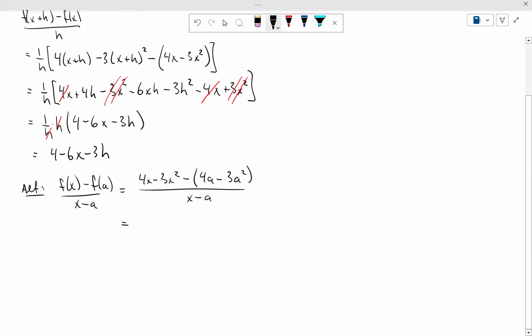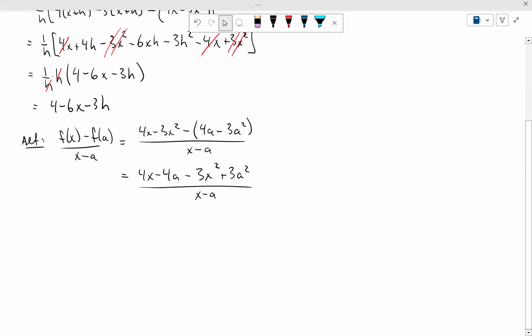Now, what do we notice here? Well, we can put the 4's together, the 3's together, so we could write this as a 4x minus a 4a. Then we have minus a 3x squared. There we go, plus a 3a squared. That's all over x minus a. Let's see now with the 4's, we can factor out the 4 and be left with x minus a. And with the 3's, we can take out a negative 3 and be left with x squared minus a squared. That's all over x minus a.